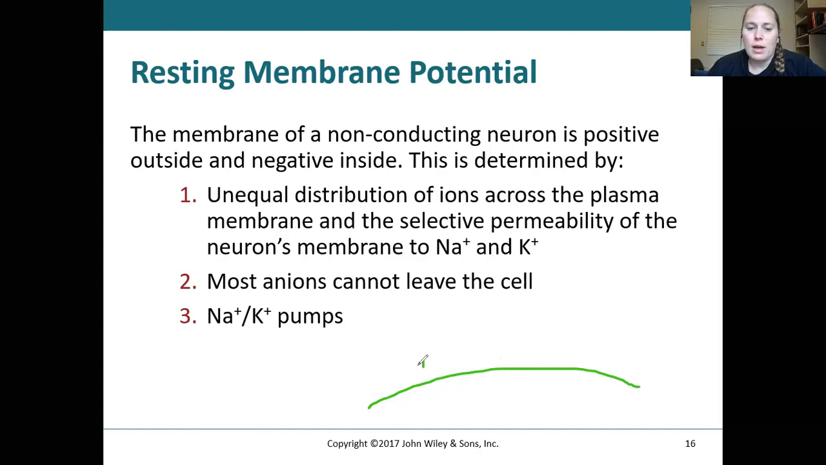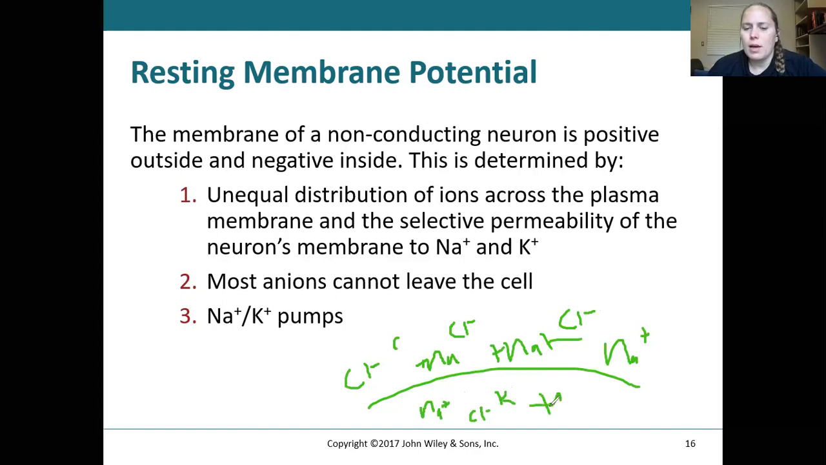You've got a bunch of sodium outside the cell, and some chloride. And we'll just say you've got just a little bit of sodium on the inside and a little bit of chloride on the inside. And then you've got lots of potassium on the inside, and maybe just a little bit of potassium on the outside.